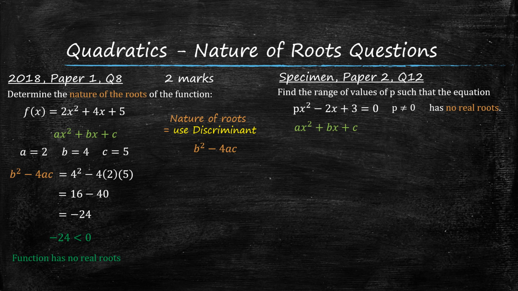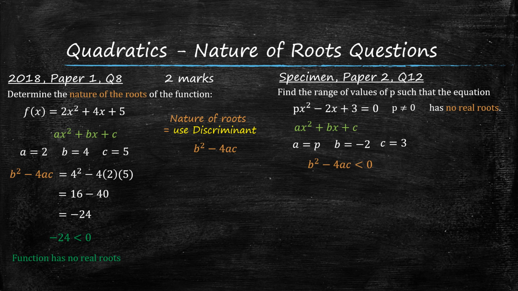No real roots tells us that we want to use the discriminant. And if we want to show that an equation has no real roots, we want to show that the discriminant will be less than 0. Okay, so let's compare our equation to the general form, ax squared plus bx plus c. We can see that a is p, b is negative 2, and c is equal to 3.